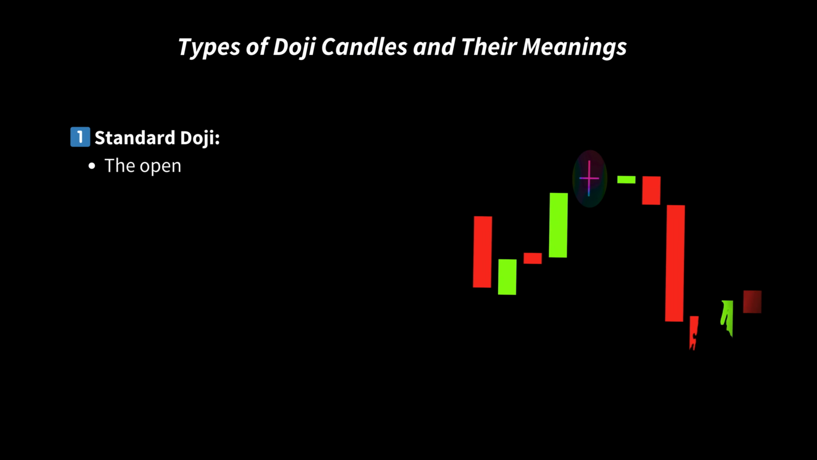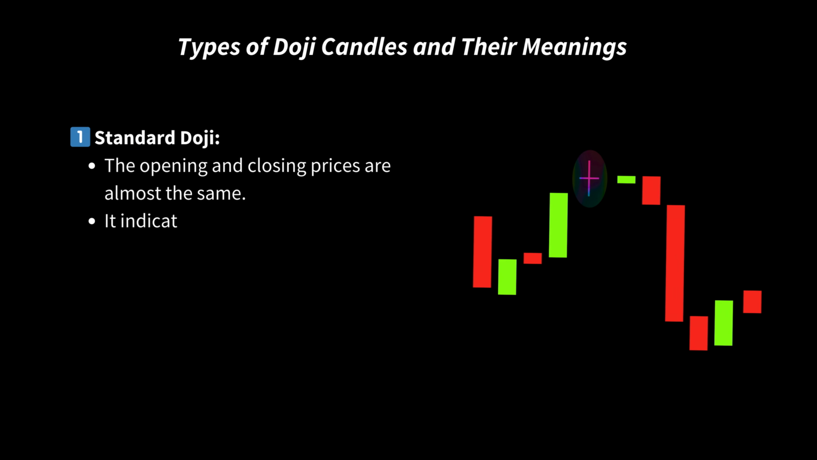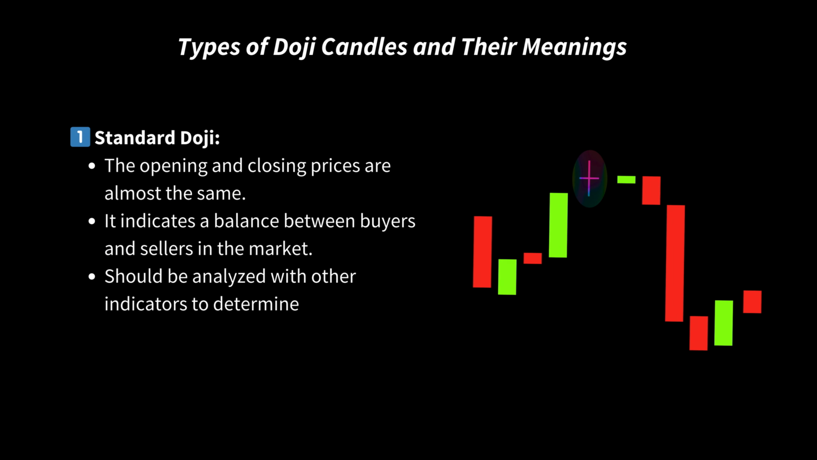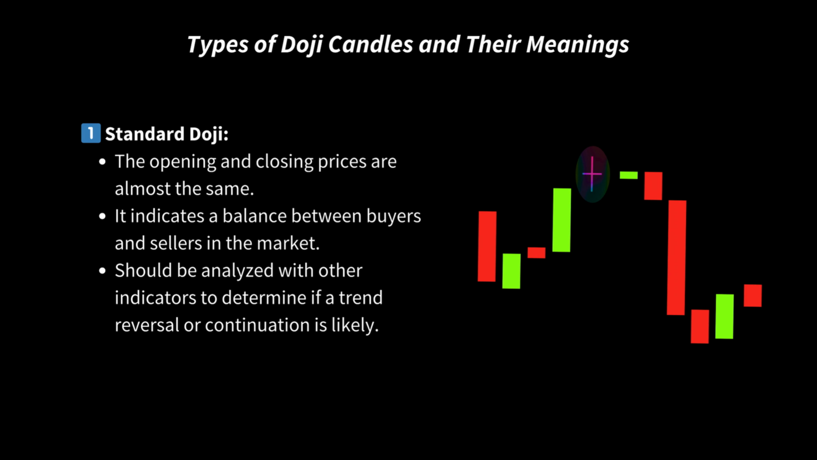Standard doji: the opening and closing prices are almost the same. It indicates a balance between buyers and sellers in the market. Should be analyzed with other indicators to determine if a trend reversal or continuation is likely.